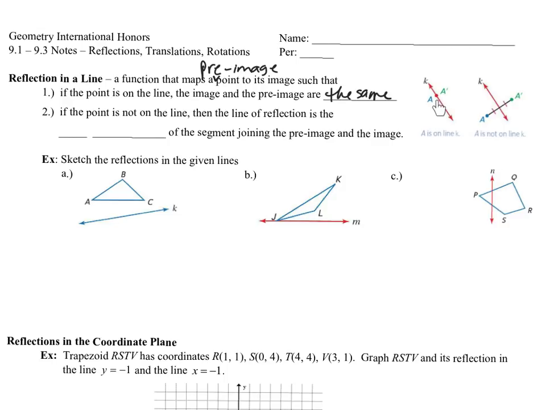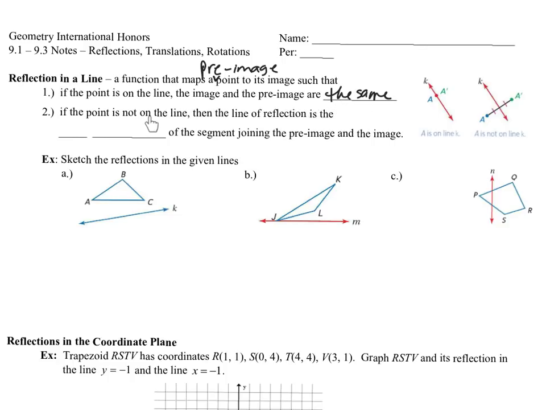here we have a point A that's on line K. K is called our line of reflection. So since the point is on the line, then the pre-image point is the same as the image point. So A would be our pre-image point. A prime, which is actually the same point, is the image point. So if the point is on the line, then the image and the pre-image are the same.